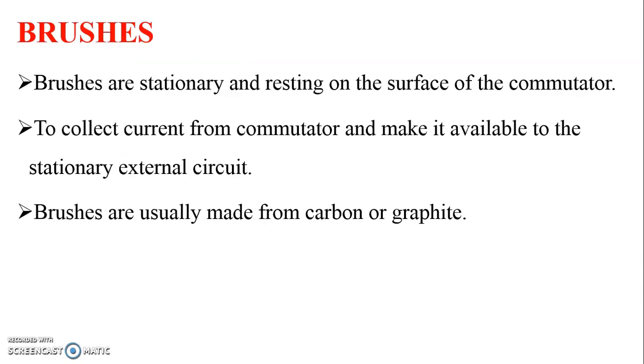So next is the brushes. Brushes are stationary and rest on the surface of the commutator. The brushes are mainly used to collect the current from the commutator and make it available to the stationary external circuits. Brushes are usually made from carbon or graphite. So these are some of the main parts of the DC machines.